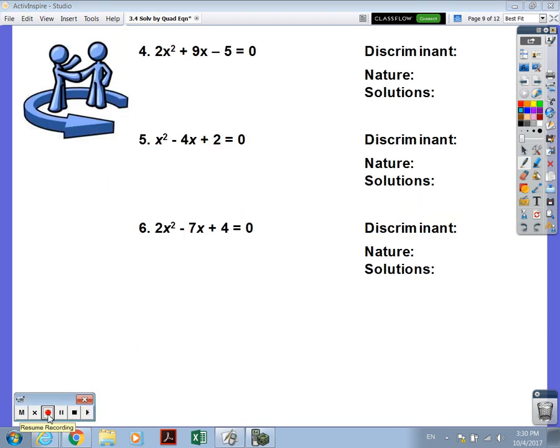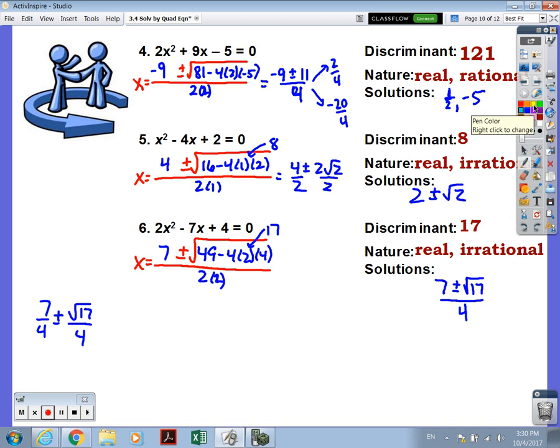So when you're looking at all these examples, I want you to make sure that the discriminant is just the part underneath. So we'll just jump in and look at this. The discriminant is just this part right here, 121. That's clean. You're going to have nice answers. The discriminant here is the 8. That's not a clean square root, so I'll have irrational. This discriminant here is 17, not a clean square root, so irrational. When you're saying irrational, expect to have those ugly square roots in there.